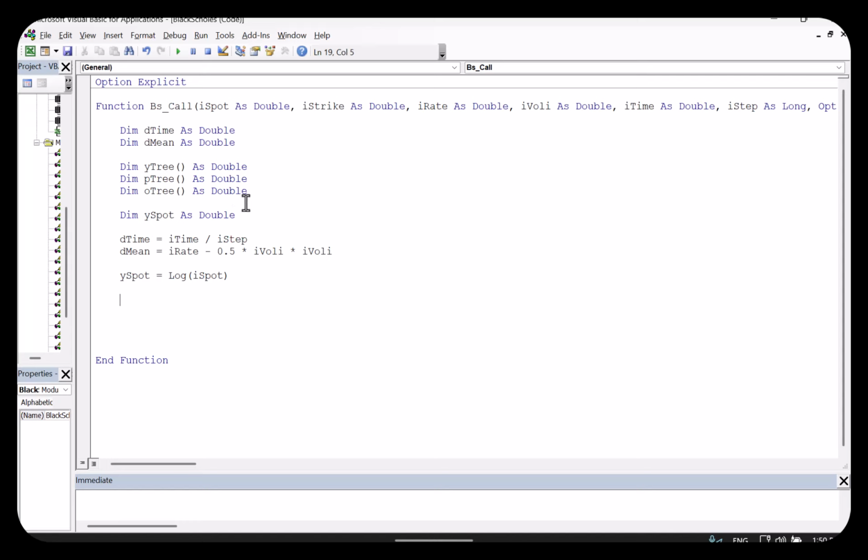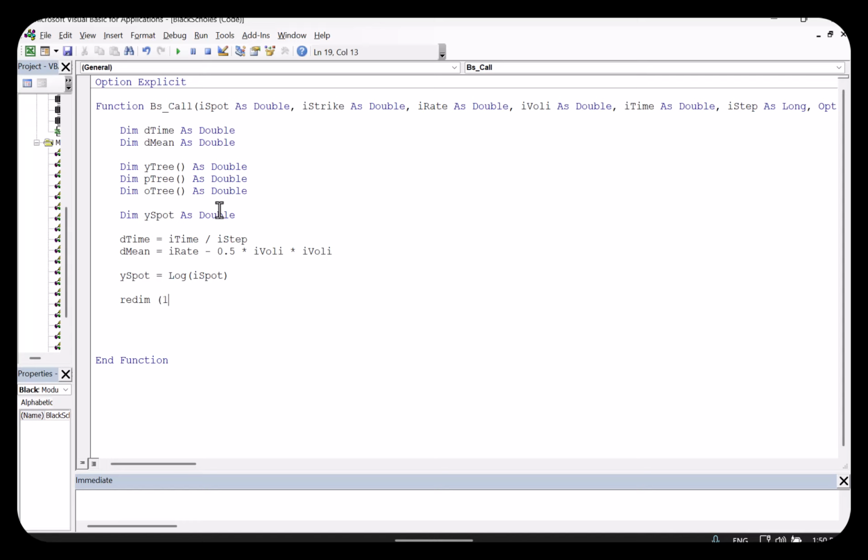Now I'm going to actually dimension these trees. When you're letting Excel or VBA know how many numbers are going to be in there, you use the statement Dim. Dim simply says there's going to be some sort of array, okay? And these things are going to be two-dimensional.